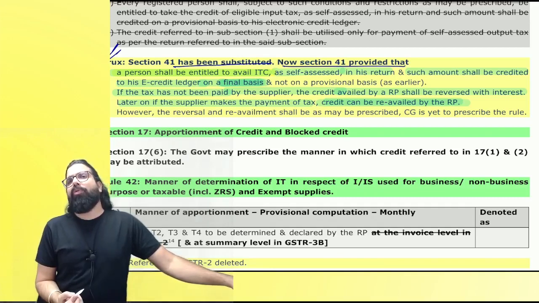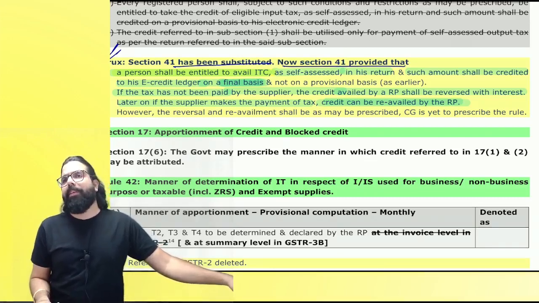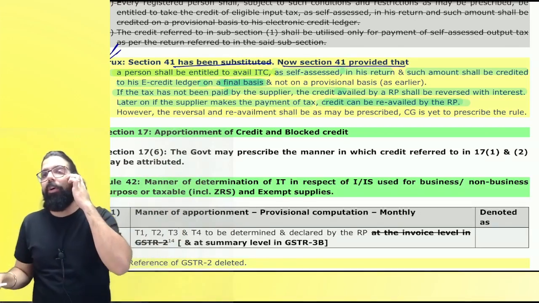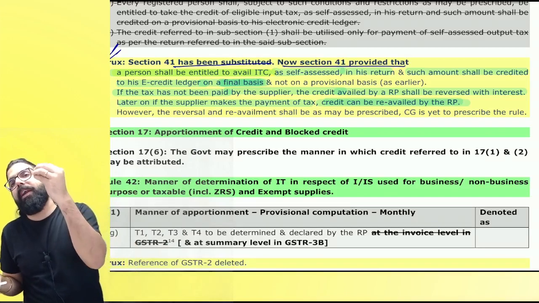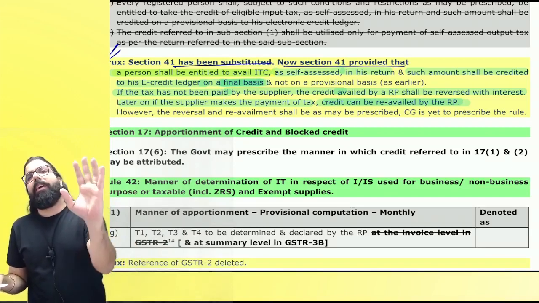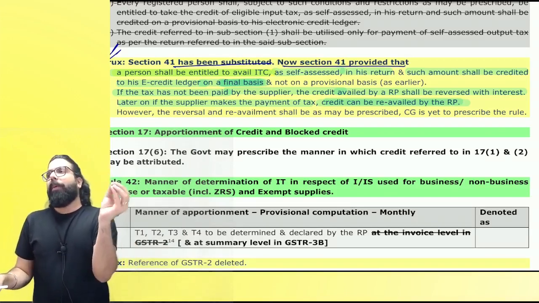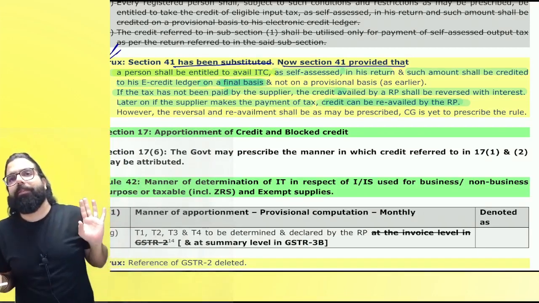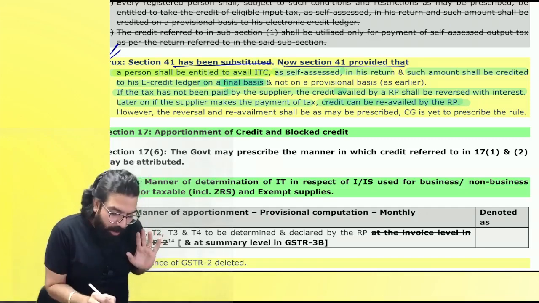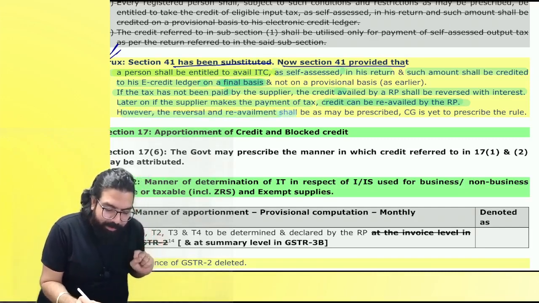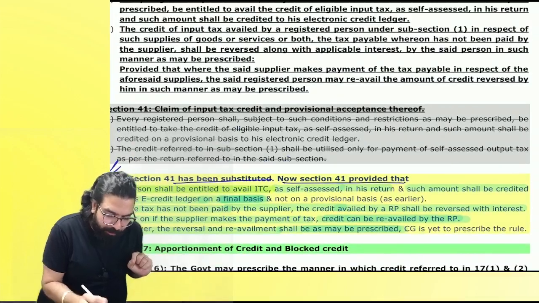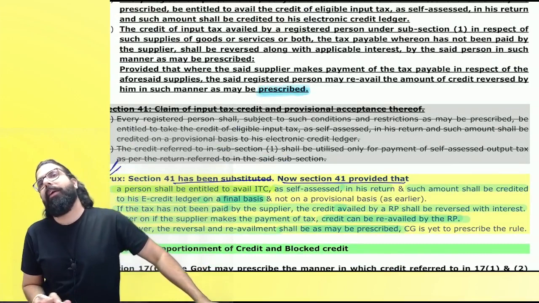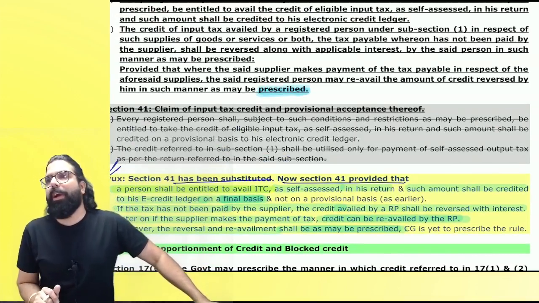They are telling, earlier we used to give credit on a provisional basis. Later we used to verify whether the supplier has actually made the payment or not. Now they are telling we will give you the credit on a final basis only. If later you see the supplier has not made the payment, you reverse it. When the supplier makes the payment to the government, you reavail it. Are we all clear till here? However, the reversal and reavailment shall be as may be prescribed by the government, and as of now, the government has not prescribed anything. Can we go ahead, everyone?